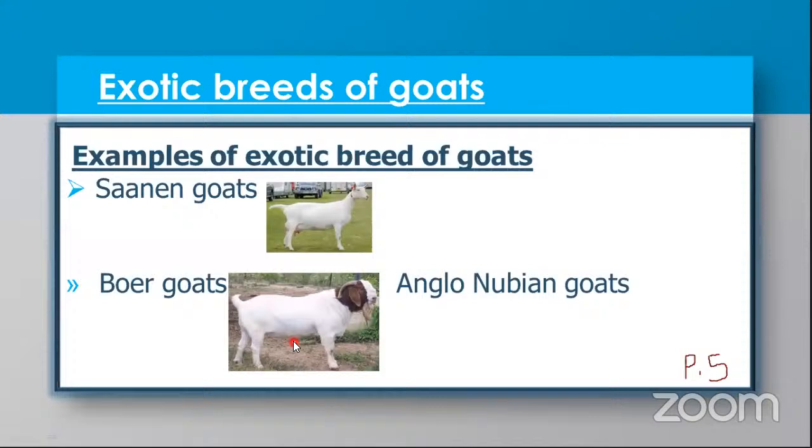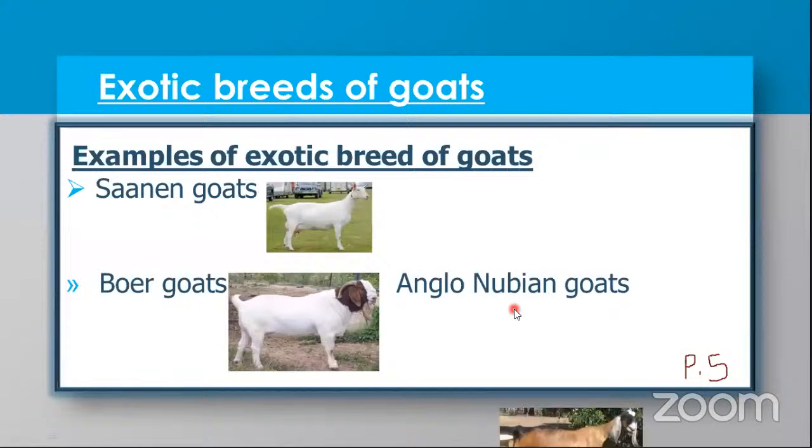So if they ask you to give one example of meat producing breeds of goats, you can talk about the Boer goats. And when they ask you to give one example of milk producing goats, you can talk about the Saanen or the Toggenburg. Then lastly, we also have Anglo-Nubian goats.